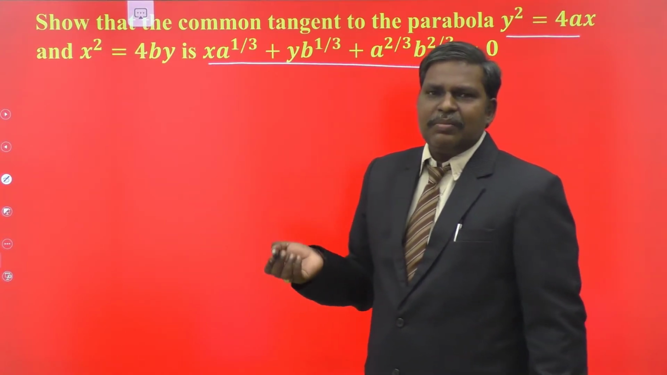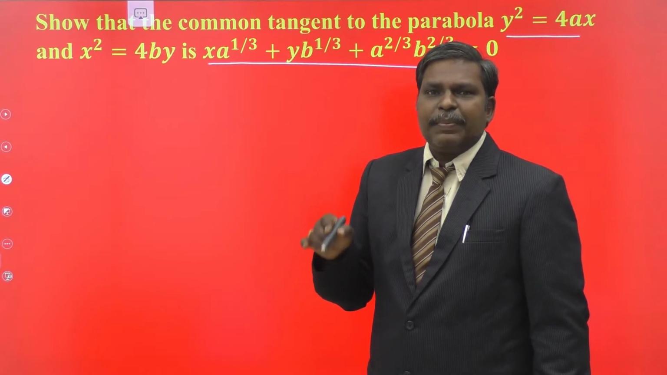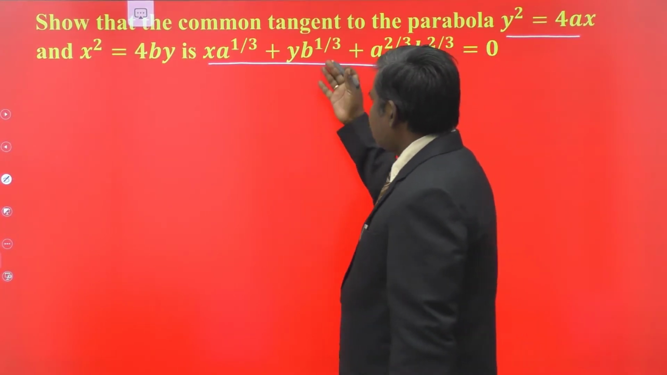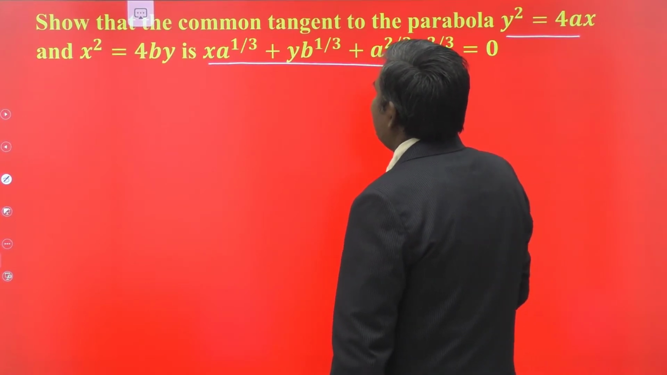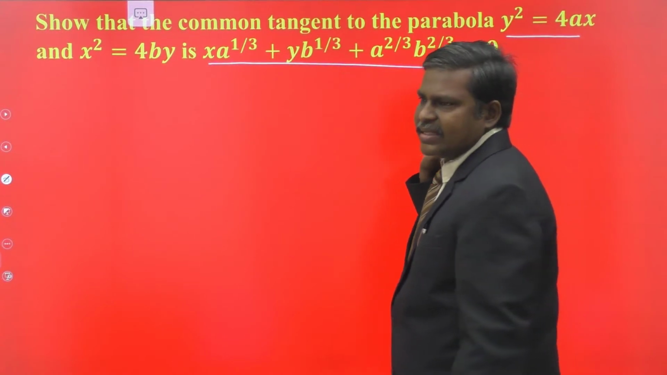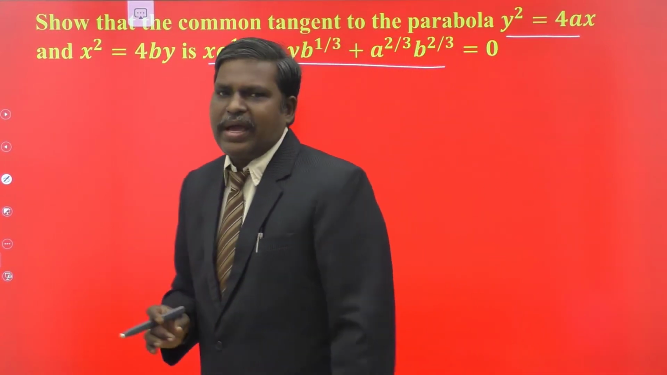In the previous problem, we found the common tangent to the parabola and circle. What is here? Here we have to find the equation of the common tangent to both parabolas. One has its axis along the x-axis, the other has its axis along the y-axis.